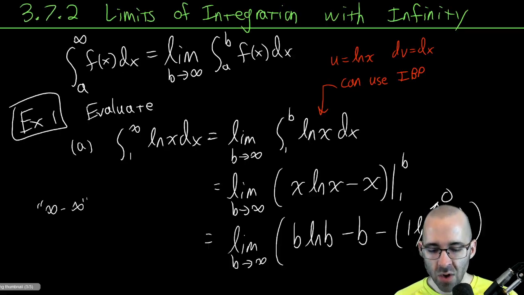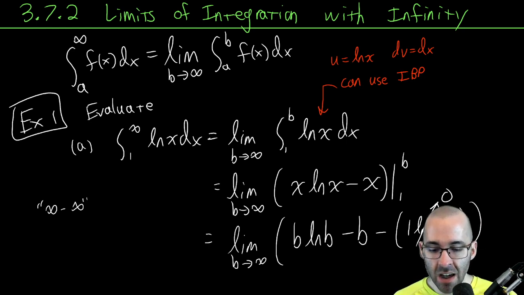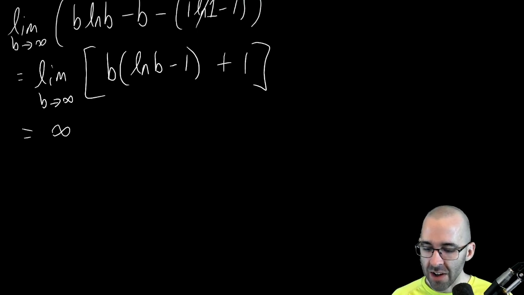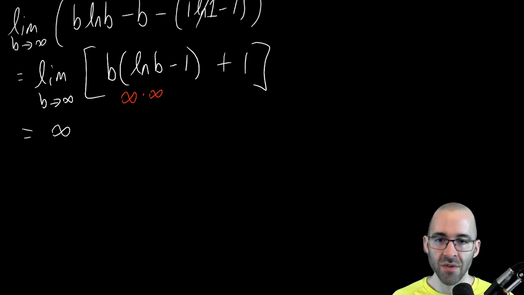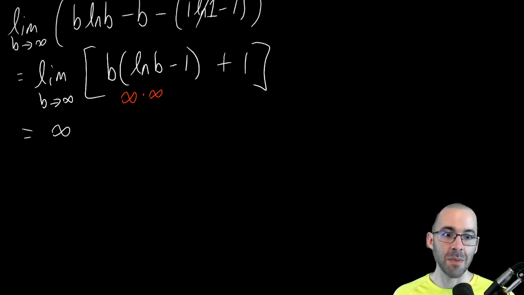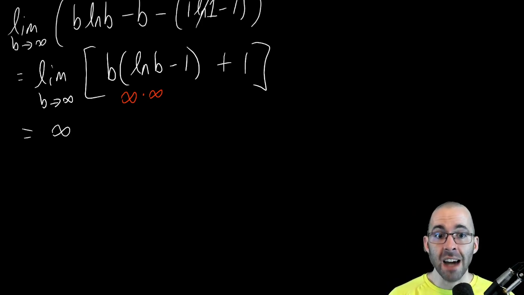Great. But you cannot conclude that this is positive infinity. This is an indeterminate form. But if you factor out a b, now we have infinity times infinity. And yeah, that makes sense. That's also an infinitely big number. So this limit is infinity. We say that this limit diverges.